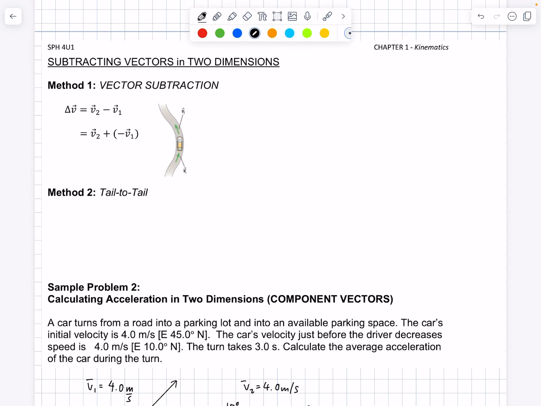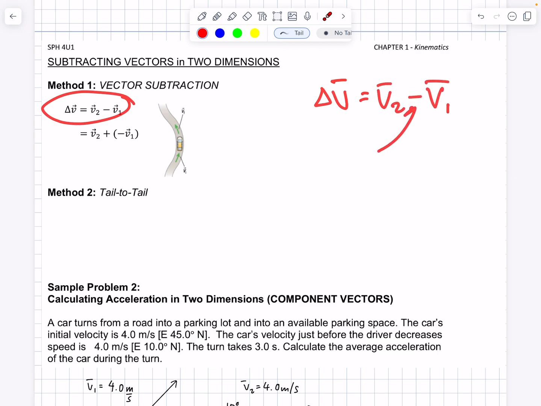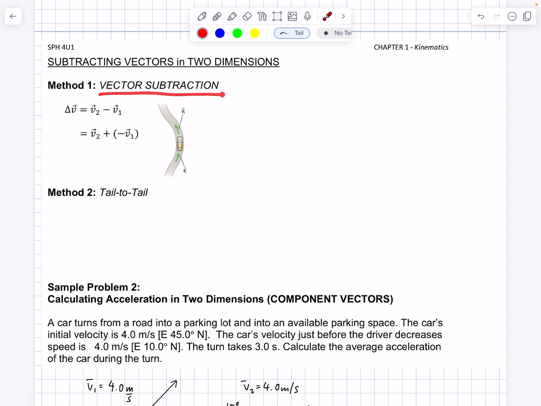We've talked a lot about adding vectors in 2 dimensions, but today we're going to spend some time talking about vector subtraction. And this is especially helpful when we are doing calculations with acceleration. As we remember, acceleration is equal to the change in velocity over time. And we know that the change in velocity is equal to v2 minus v1. So here we would be subtracting vector quantities. And there are 2 ways to do this. The first is by vector subtraction.